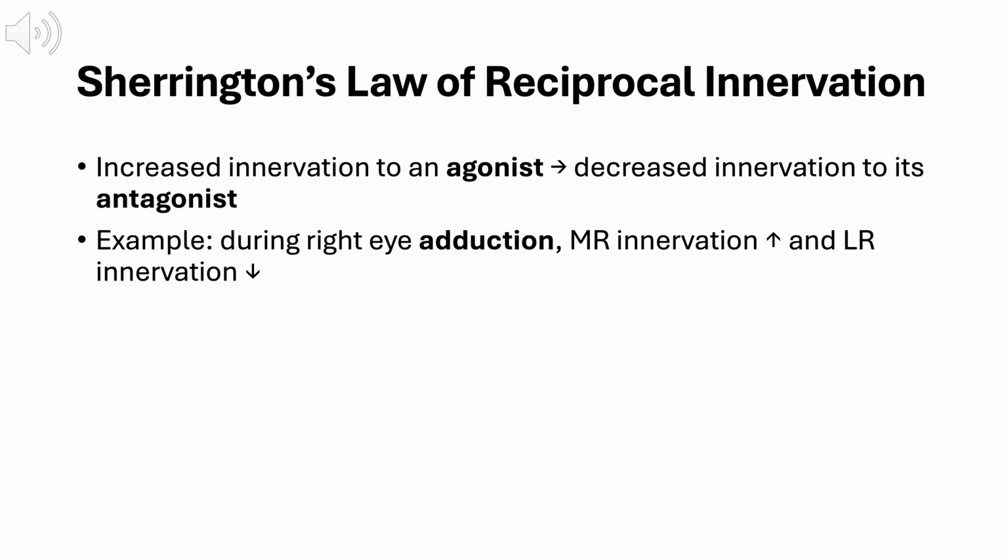For example, during right eye adduction, innervation to the medial rectus increases so the eye can move nasally. At the same time, innervation to the lateral rectus decreases, allowing that muscle to relax and not oppose the movement. This principle is fundamental to monocular eye movements and explains why weakness or restriction of a single muscle can disrupt normal ocular motility patterns.